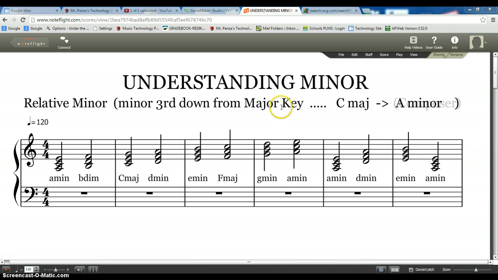Now if I play that, it's called a natural minor because it uses the exact same notes from the major key. Let's play that.